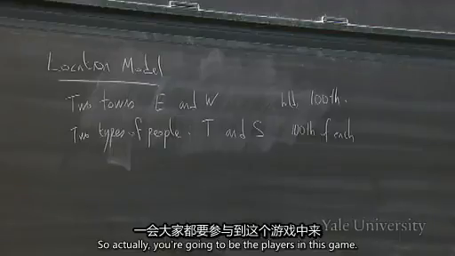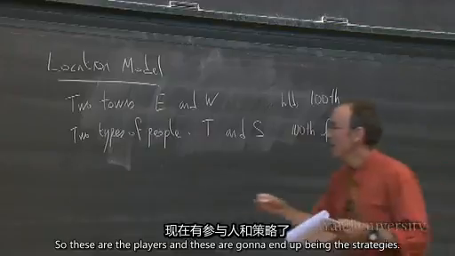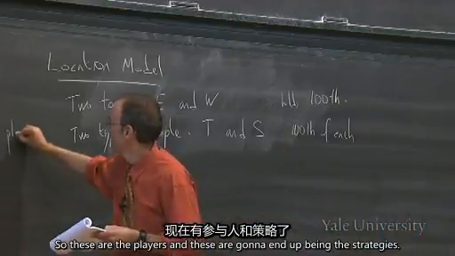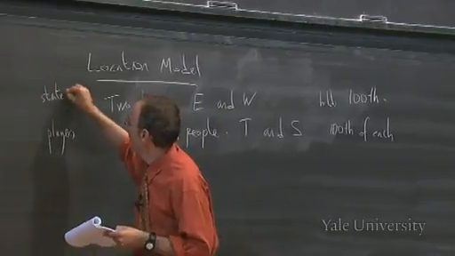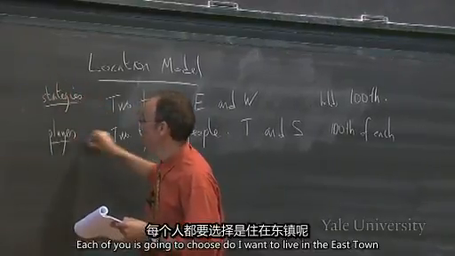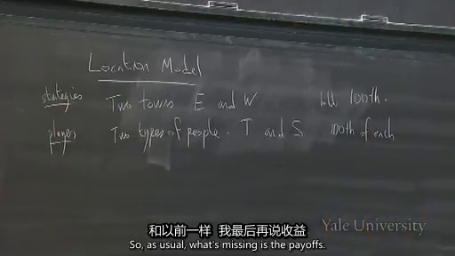All right. So actually, you're going to be the players in this game. And the strategies are going to be a choice of whether you choose east or west. All right, so these are the players, and these are going to end up being the strategies. Each of you is going to choose, do I want to live in the east town or do I want to live in west town? So as usual, what's missing is the payoffs.